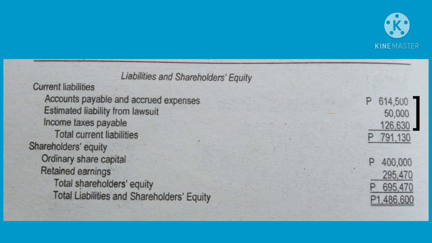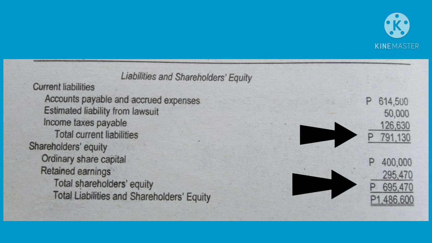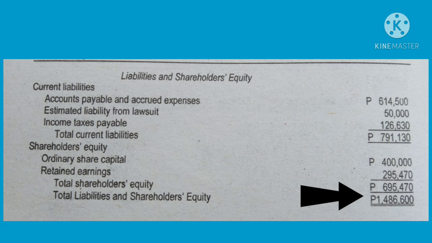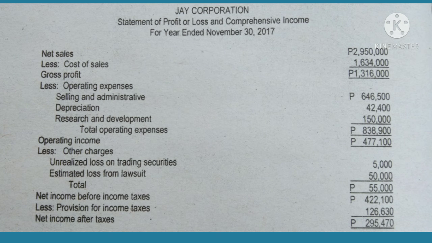Adding all three will result to total current liabilities of 791,130 pesos. For the shareholders' equity, we have ordinary share capital of 400,000 pesos plus retained earnings of 295,470 pesos. We will get a total shareholders' equity of 695,470. So total current liabilities of 791,130 pesos plus the total shareholders' equity of 695,470 pesos is equal to the total liabilities and shareholders' equity of 1,486,600 pesos.